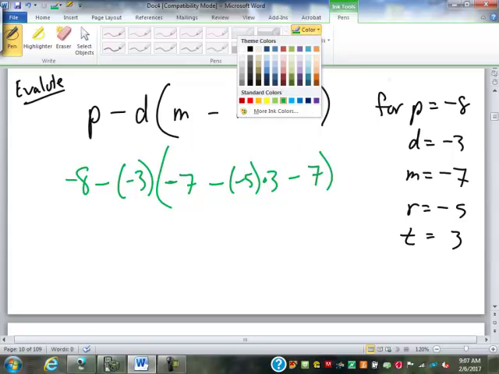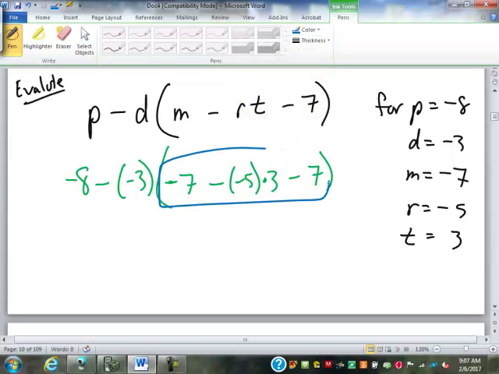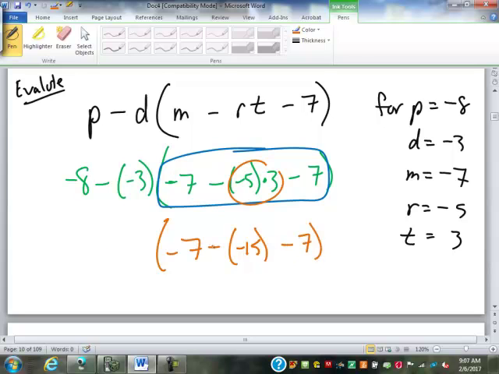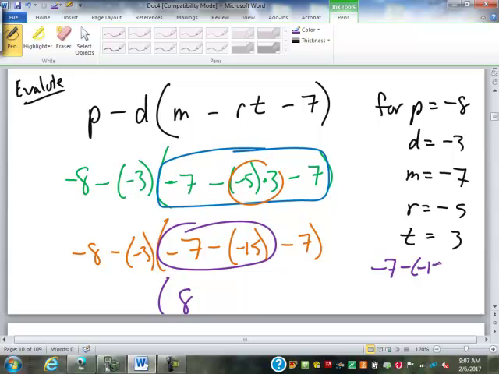Okay, so obviously got to start in this parentheses. What do we have to do first? -5 times 3, which is -15. So I'm going to leave that in parentheses to separate it out. And then -7 minus -15, or -7 plus 15, which is 8. There you go. -7 minus a -15 becomes -7 plus a positive 15. So that's -7, positive 15 ends up at positive 8.